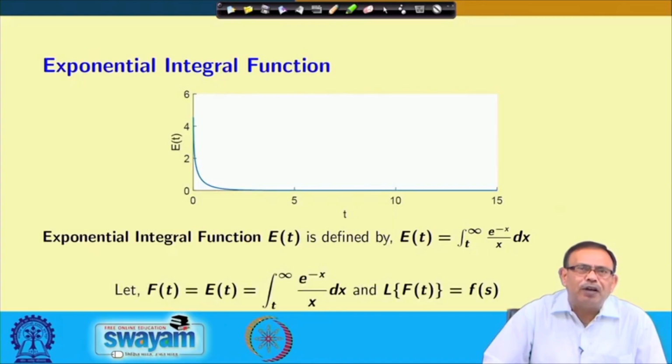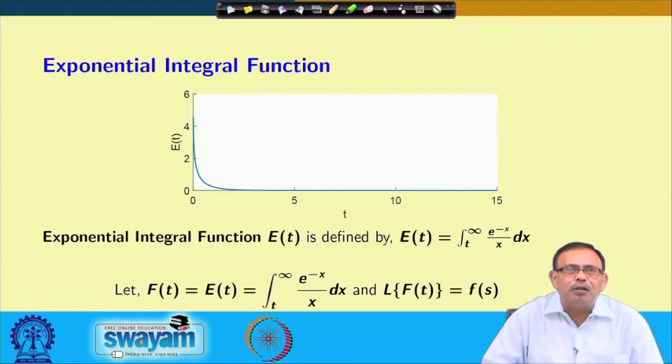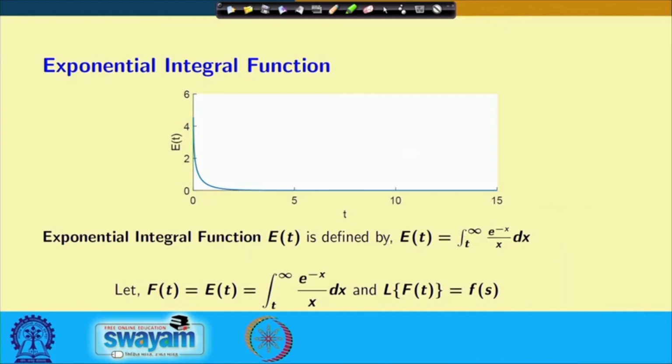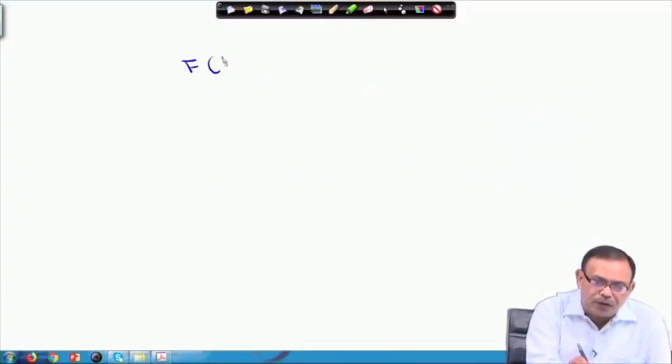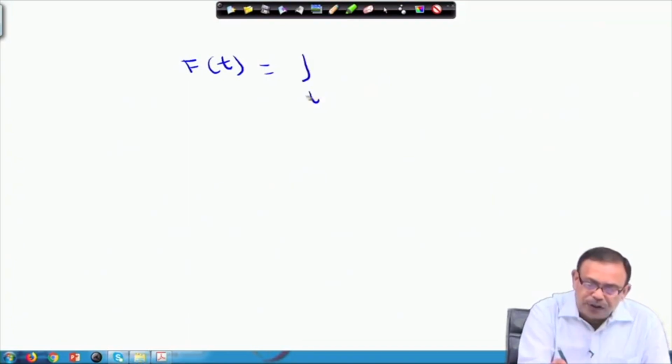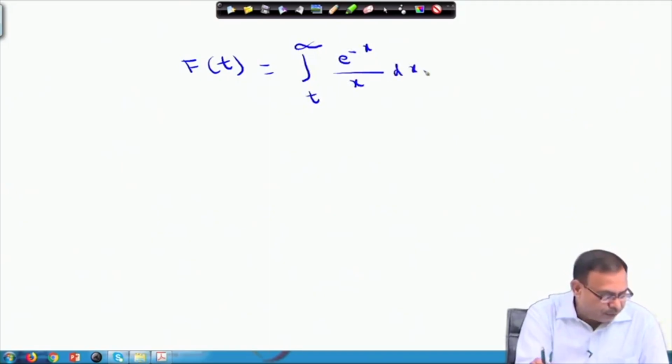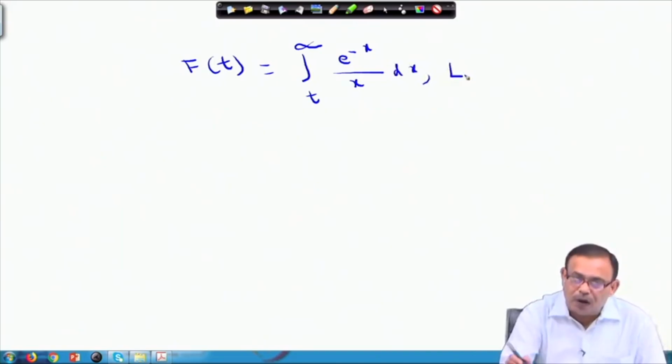Now, let us take another function, that is the exponential integral function. The graph is given of the exponential integral function, which is defined as E(t) equals the integral from t to infinity of e power minus x by x dx. So, writing f(t) from here, f(t) equals E(t), the integral from t to infinity of e power minus x by x dx, and the Laplace transform of f(t) I am assuming as f(s).